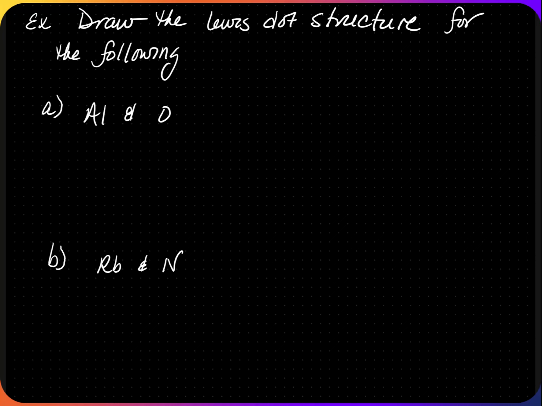Aluminum has 3 valence electrons, so Al, 1, 2, 3. Oxygen has 6 valence electrons, 1, 2, 3, 4, 5, 6. Metals like to give, so that means aluminum's going to give to oxygen. One of the electrons will go to its unpaired. Another one of aluminum's electrons will go to the unpaired. Now oxygen is completely filled. It cannot take in another electron from aluminum.